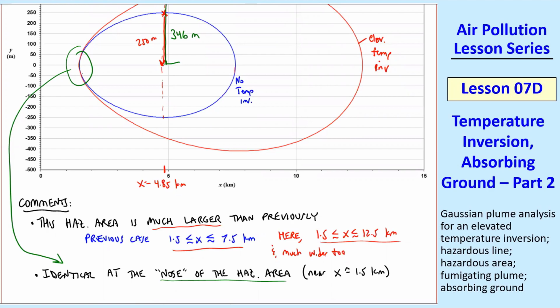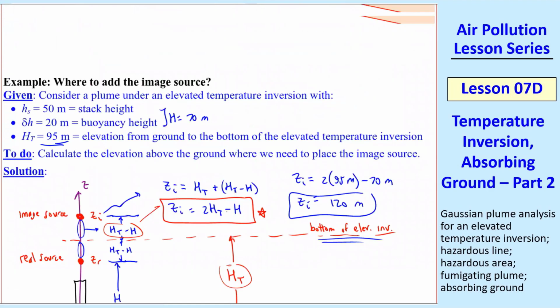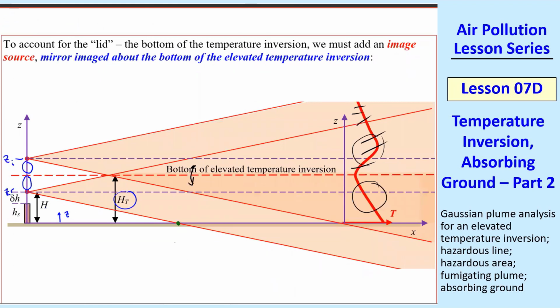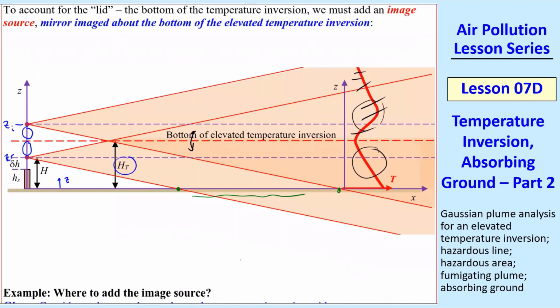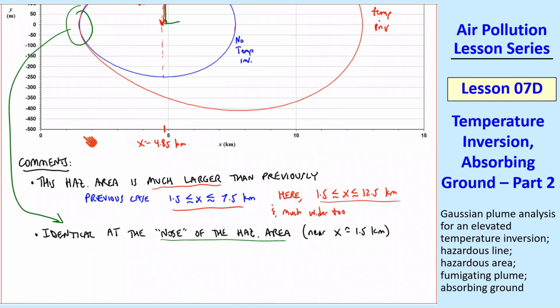So what happens is that the real source hits the ground first, so that if we go back to our sketch, the real source hits the ground at roughly, in this case, about 1.5 kilometers, and then the image source doesn't hit the ground till much later. So there's a region where the two comparison of with and without this temperature inversion look identical for a while until that second plume, that image source, hits the ground. So that's why that green area and the nose looks the same either way. So this area here is the same in the blue and the red. So that's what I mean. It's identical near the nose.